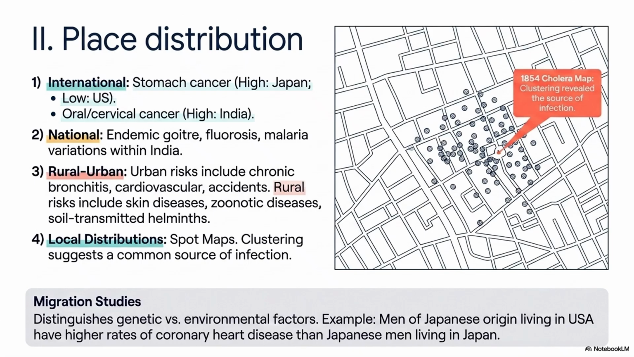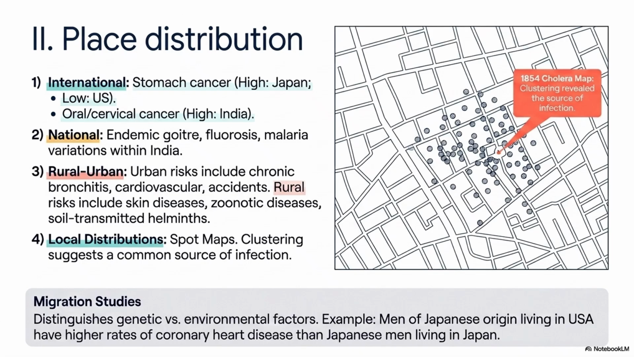And oral and cervical cancers are high in India, so this could be due to high tobacco chewing habits, gutka, pan. And cervical cancer is high because of the high prevalence of sexually transmitted infections. So like that, in particular countries, the disease burden of particular diseases will be different.